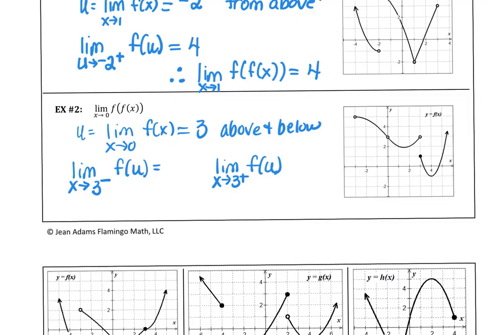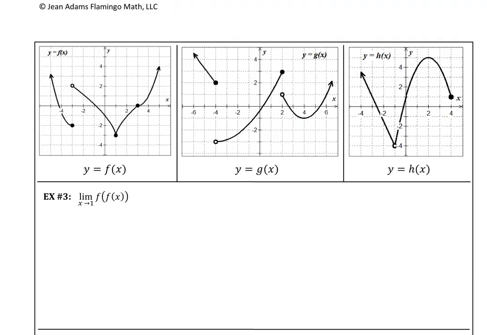As we approach 3 from the right, the limit is approaching 1. Since the left limit and the right limit are not the same, then our general limit as x approaches 0 of the f of x composition does not exist. Our right limit and our left limit, we're approaching 2 different y values.